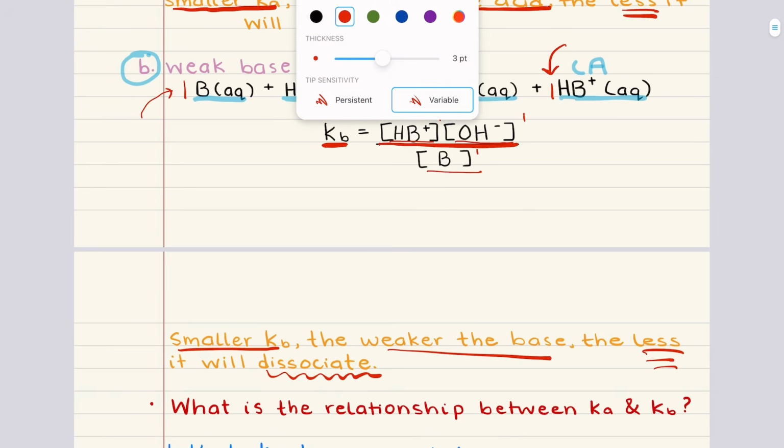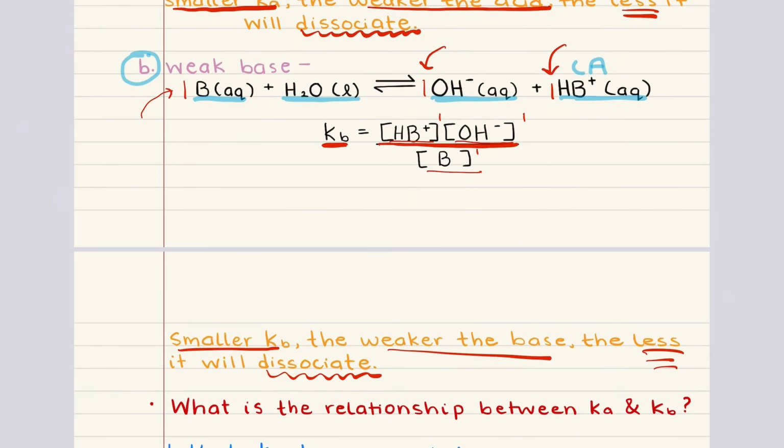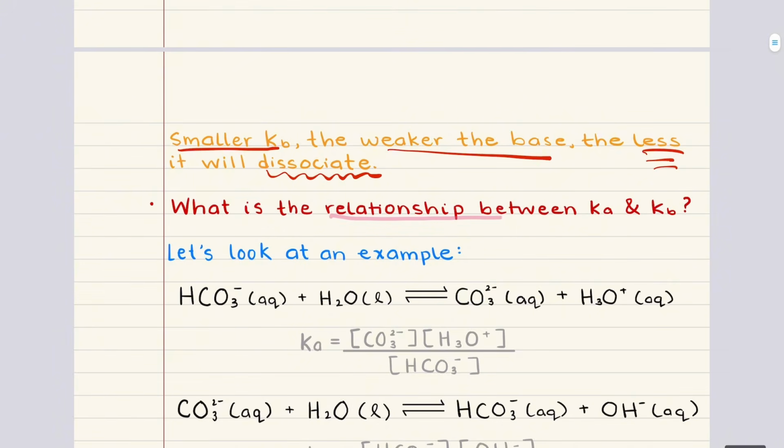Now that we've introduced Ka and Kb, the next big question is, how are they related? Remember, acids and bases are linked through their conjugates. So Ka and Kb are not independent of each other. Let's work through an example and see why.